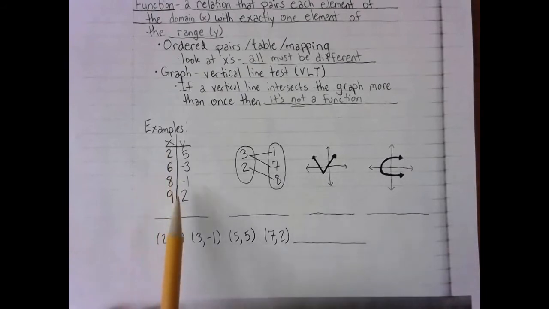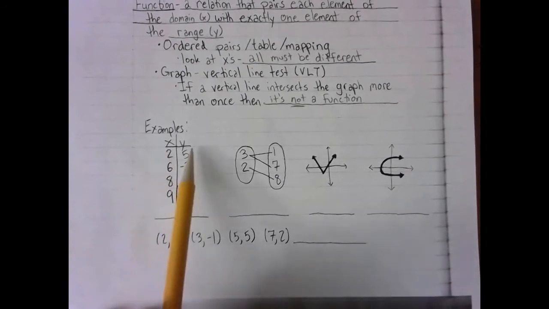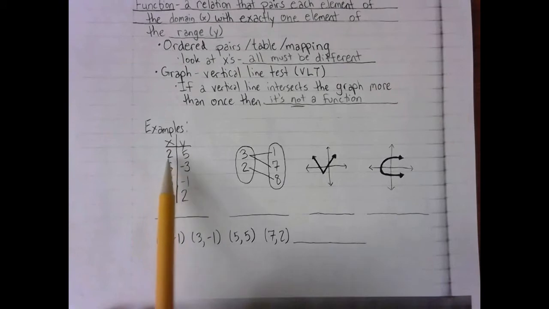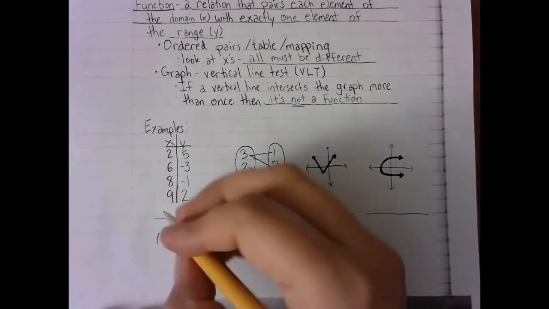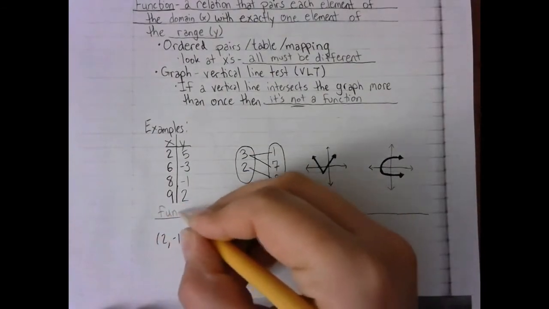Alright, let's look at this table. We have our x's on the left, y's on the right. We have (2, 5) as one point. We have (6, -3), (8, -1), (9, 2). All the x's are different, so this is definitely a function.